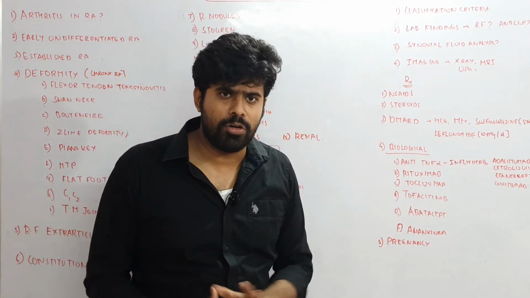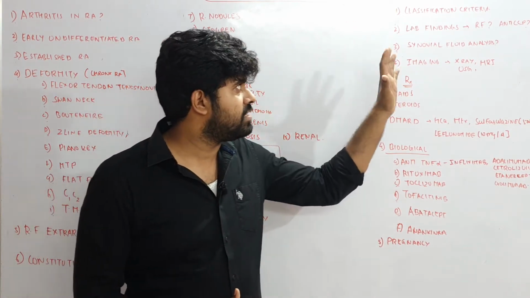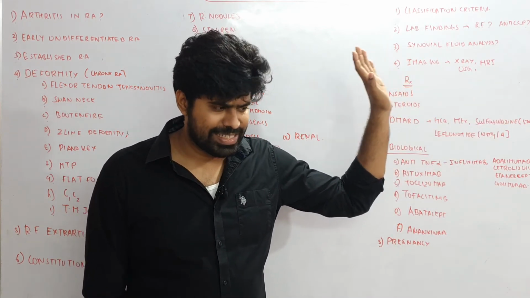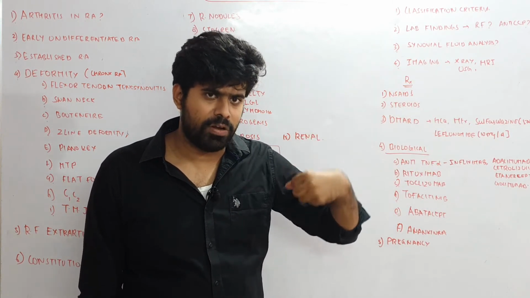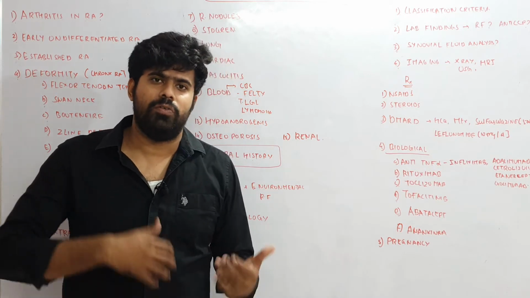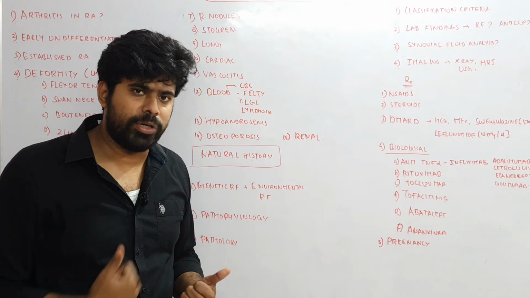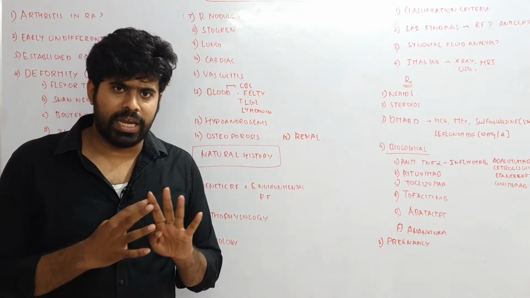So how do you diagnose rheumatoid arthritis? So first, the classification criteria. What is the need for this classification criteria? The need for classification criteria is to pick up rheumatoid arthritis early, and you have to go for aggressive management, thereby preventing established or chronic rheumatoid arthritis. So it has got 4 categories.